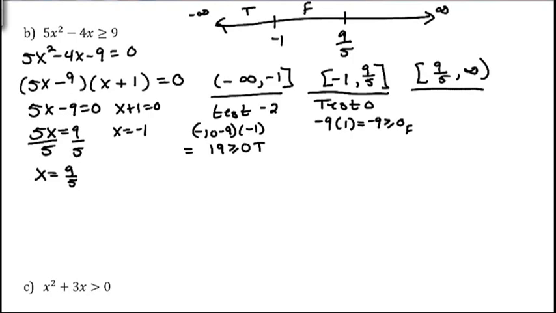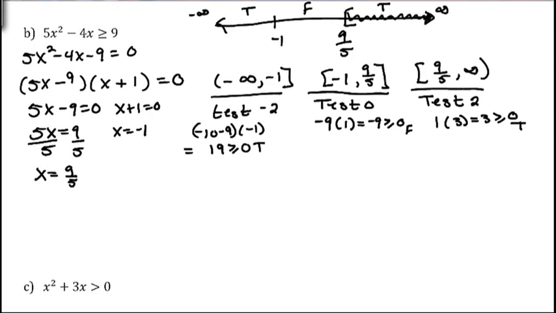And then our last interval, 9/5 up to infinity. 9/5 is the same as 1.8, so I can test 2. You just have to make sure that you pick something bigger than the 9/5. When I put 2 in there, I get 10 minus 9, which is 1. And then 2 plus 1 is 3, so we get 3, and this is greater than or equal to 0, so that's true. So it's the outer intervals again.